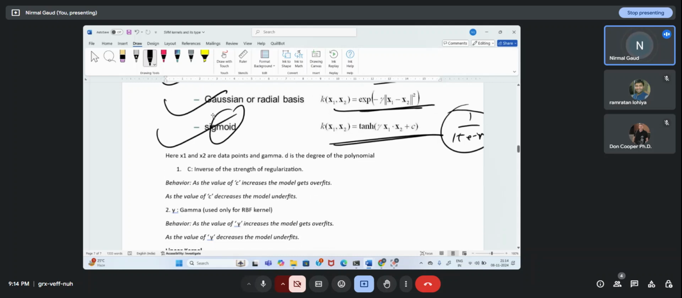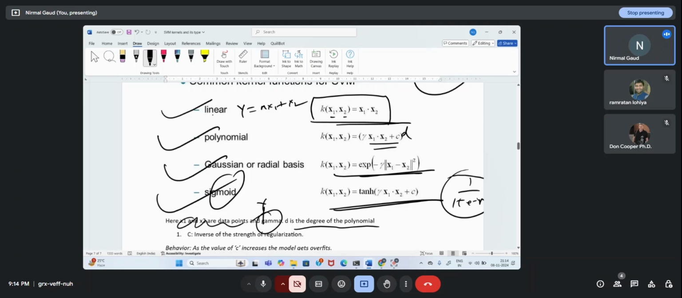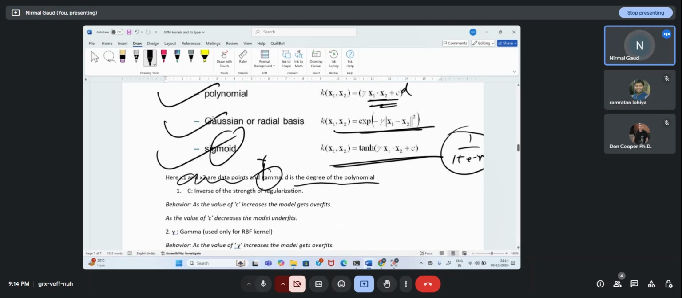Okay, so x1 and x2 are the data points, and gamma. There is one more term, gamma. D is the degree of polynomial. Okay, we are having gamma here. So these are the data points. Let it be whatever I have written. These are the data points. And D is the degree of polynomial here, of degree anything, 2, 3, whatever.